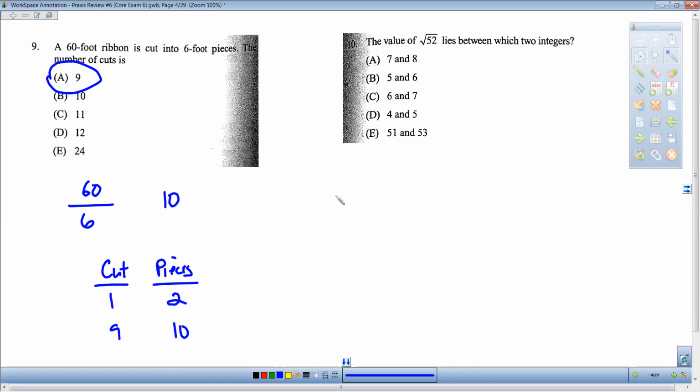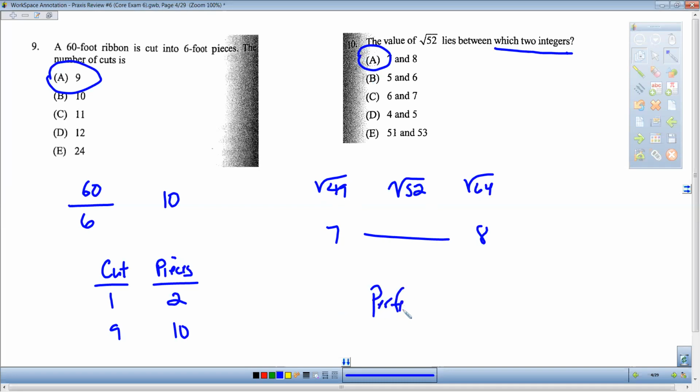So on number 10, you've got the square root of 52, and you want to know it lies between which two integers. Well, the square root of 52 is not a perfect square, but we think about our perfect squares, and we've got the square root of 49, which is 7, and we've got the square root of 64, which is 8. So 7 squared is 49, 8 squared is 64. We know the square root of 52 falls in between 7 and 8. So that's looking and thinking about your perfect squares.